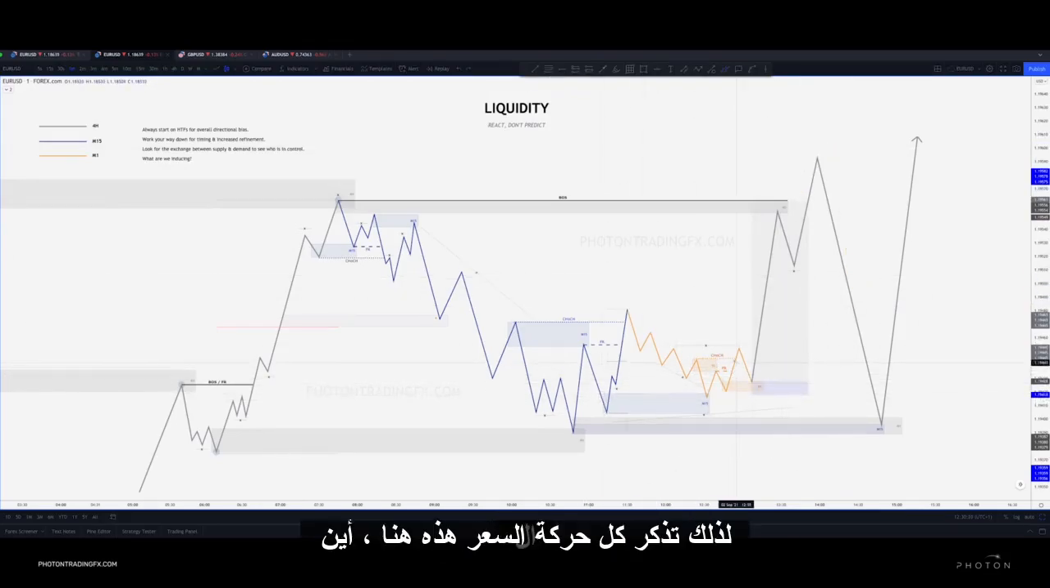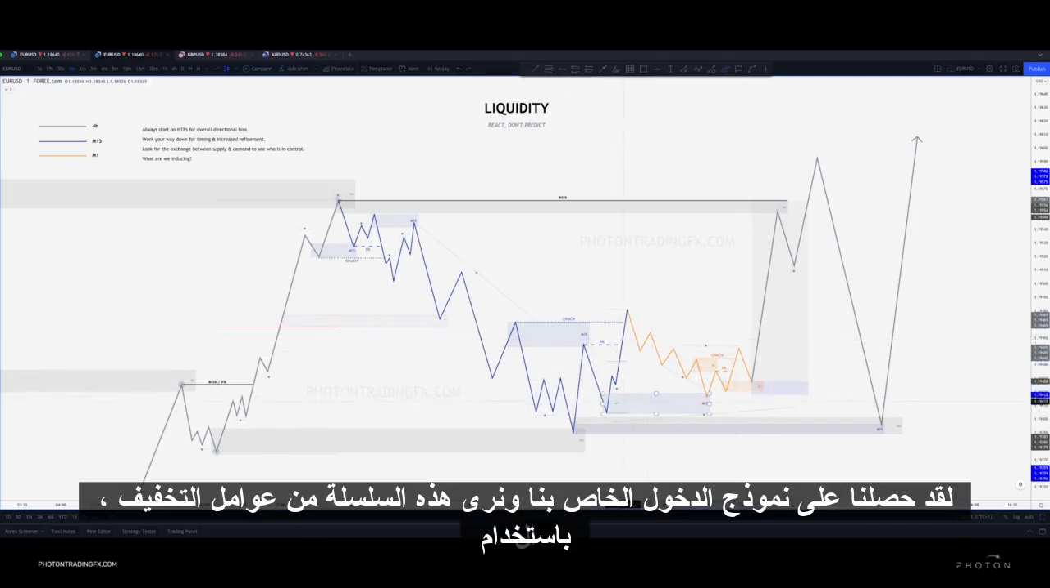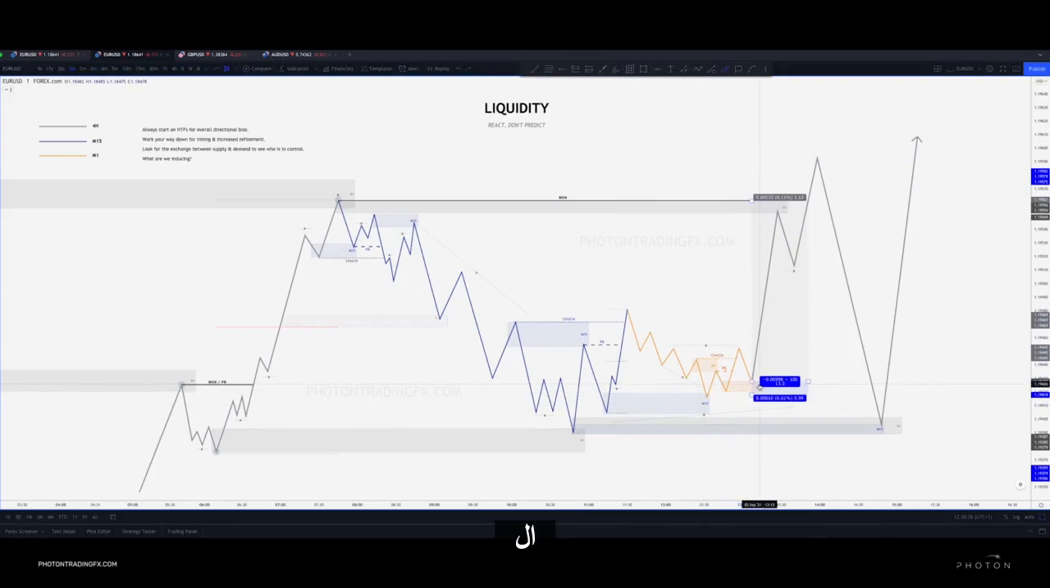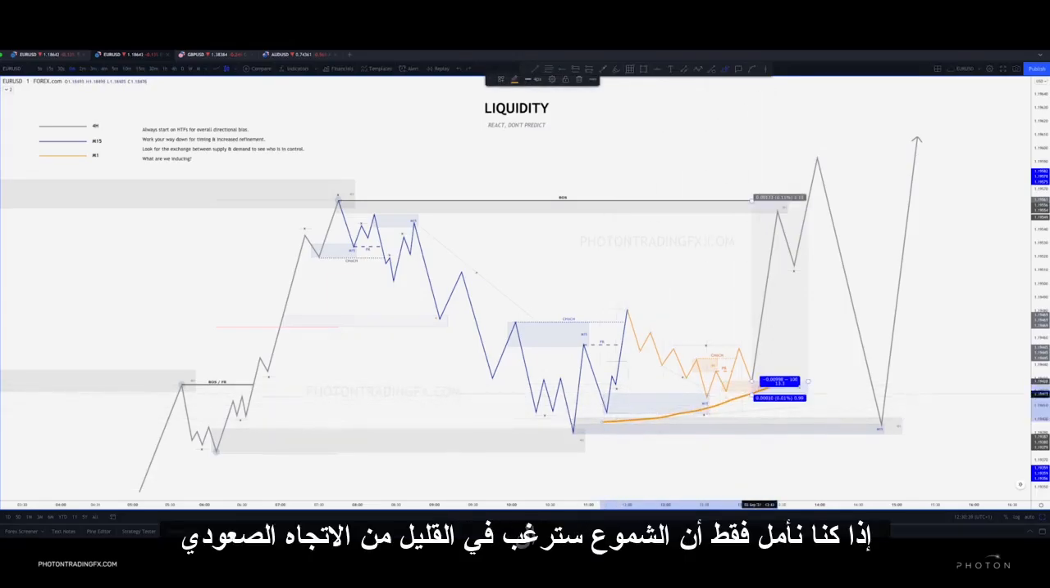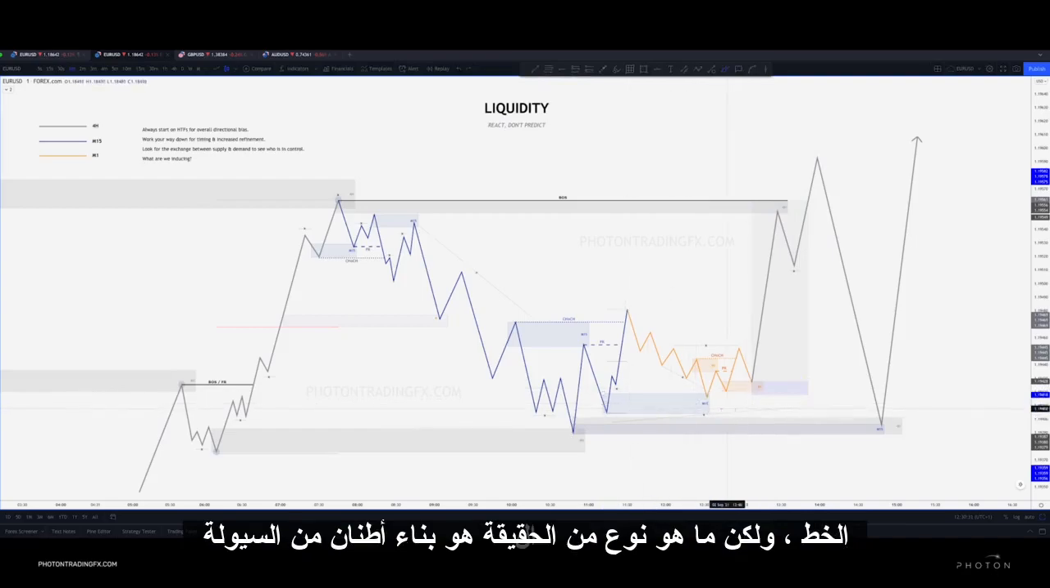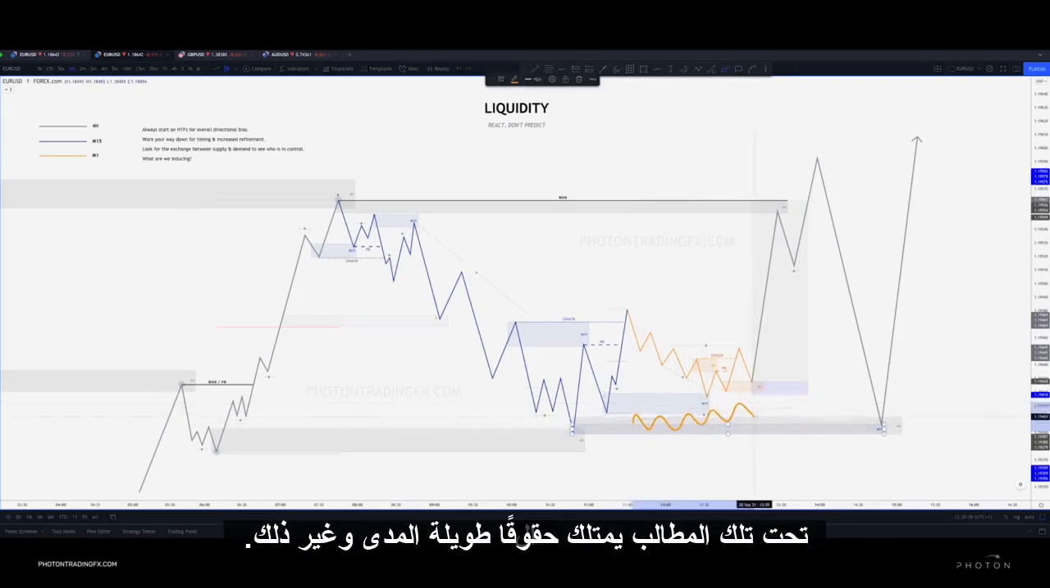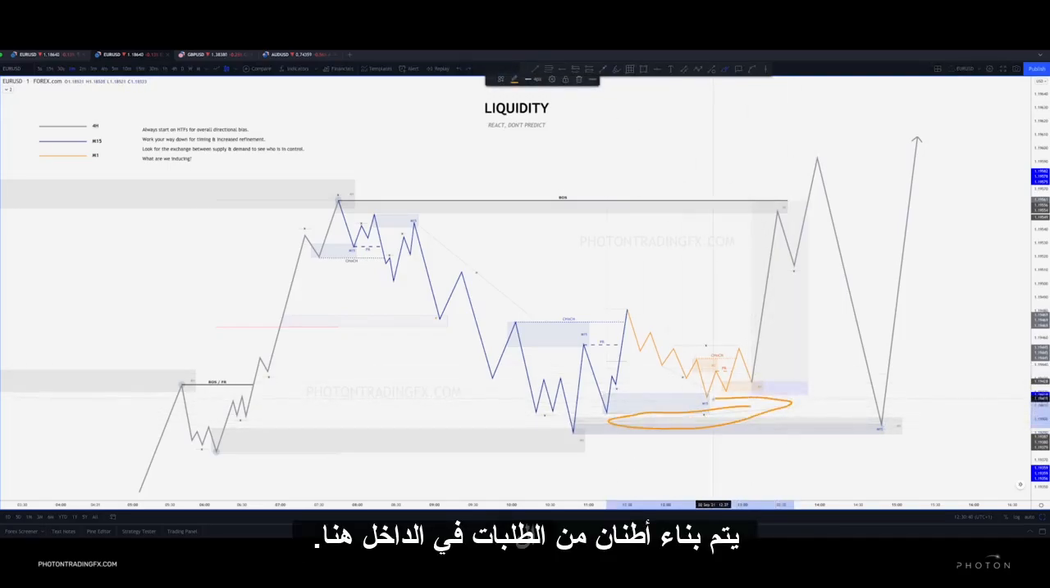So remember all of this price action here where we got our entry model, and we see this series of mitigations with all of these lower time frame demand zones. What is that doing? Well, what would that look like if we just looked at candles? It would look like a bit of an ascending trend line. But what that is in reality is tons of liquidity building up beneath those demand zones, right? As people are getting long and whatnot, tons of orders are building within here.